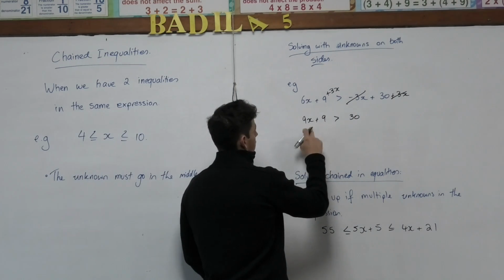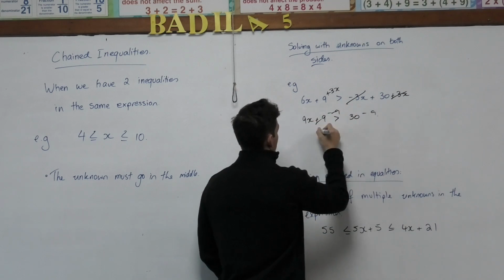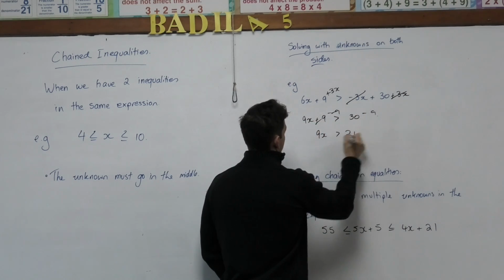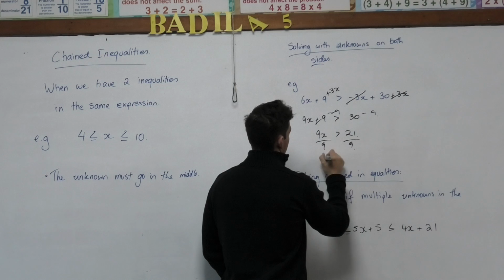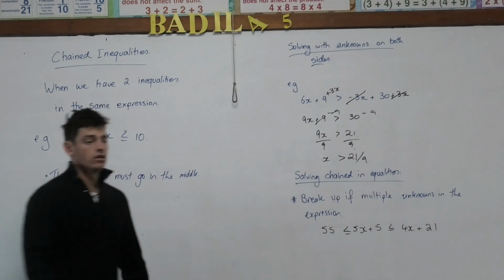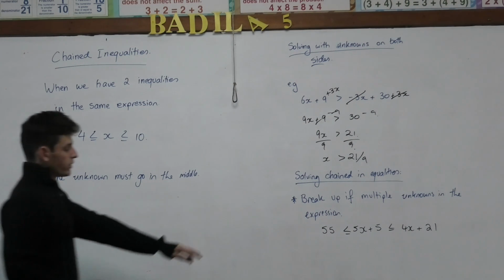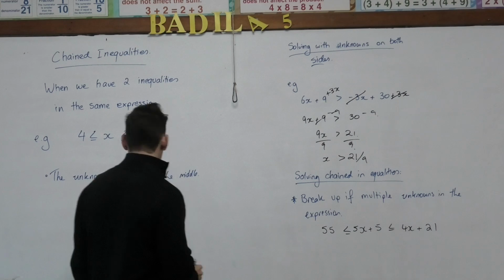What do I do now? Yeah, reverse order, subtract 9. 9x is greater than 21. Divide both sides by 9. x is greater than 21 over 9. I'm just going to leave it like that. Cool? I thought I was going to get 3 over 3, but I stuffed up.